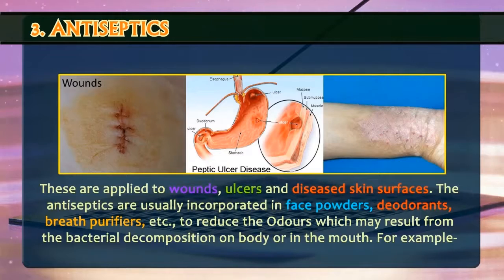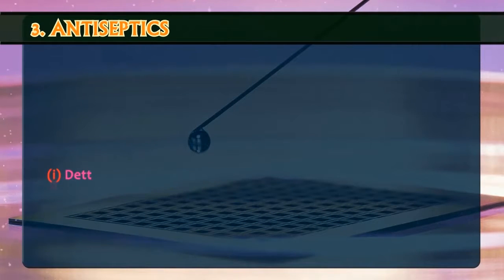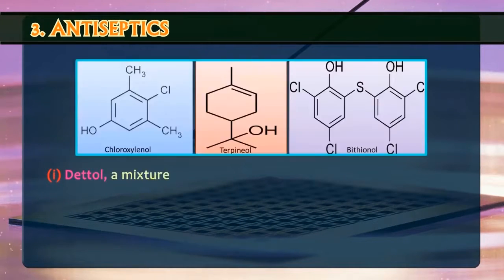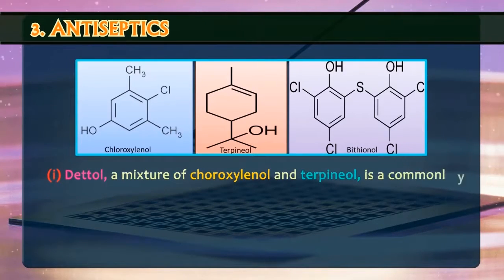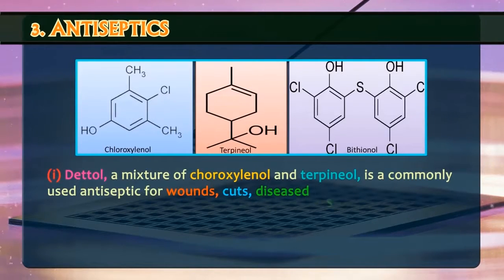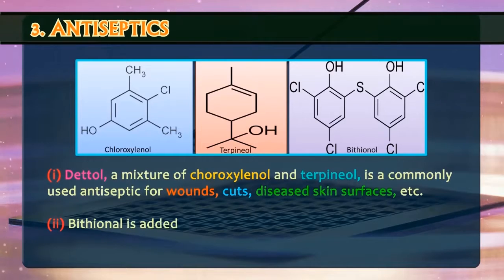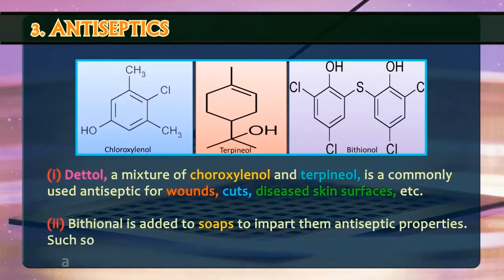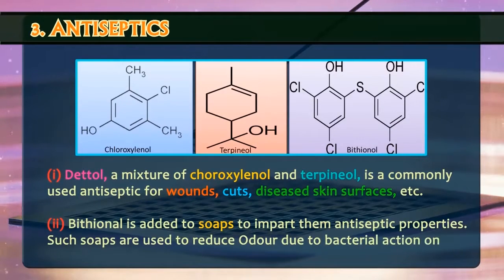For example, 1. Dettol, a mixture of chloroxylenol and terpineol, is a commonly used antiseptic for wounds, cuts, diseased skin surfaces, etc. 2. Bithionol is added to soaps to impart them antiseptic properties. Such soaps are used to reduce odor due to bacterial action on the skin surface.